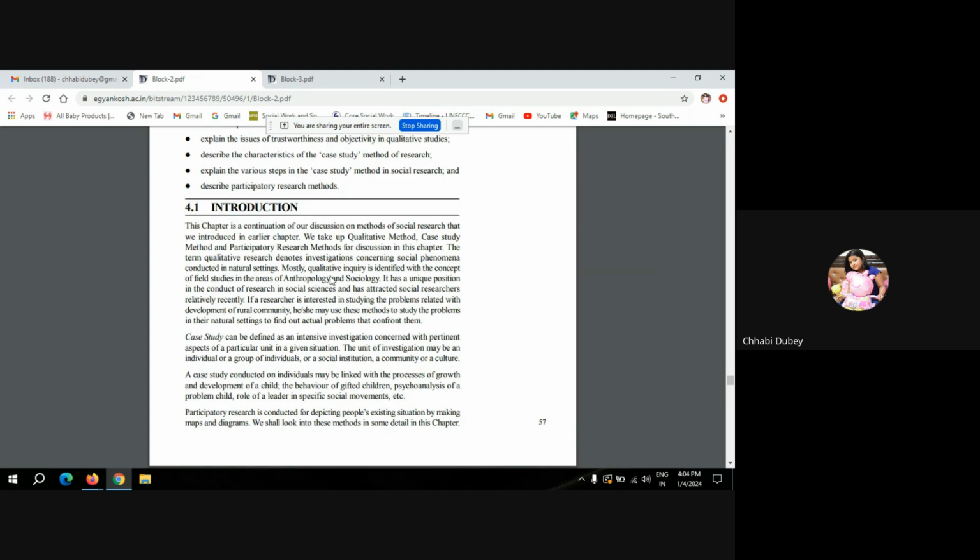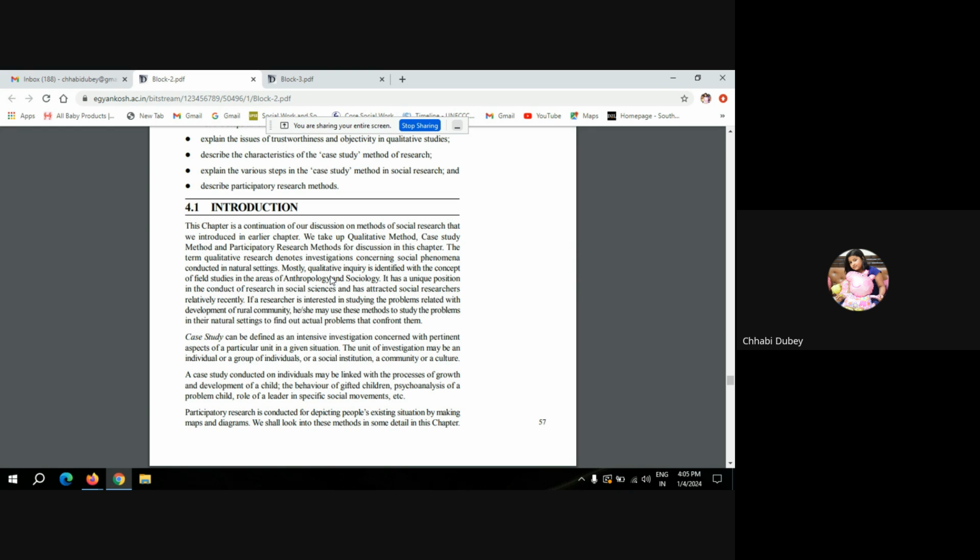Now, in the previous chapter, most of the methods that we have discussed pertaining to social research, like quasi-experimental or experimental research, were basically quantitative methods. Now, there are certain other qualitative methods, like the participatory research methods or the case study methods, action research, which you call. These are all known for their qualitative aspect.